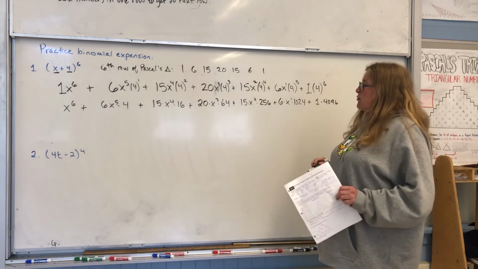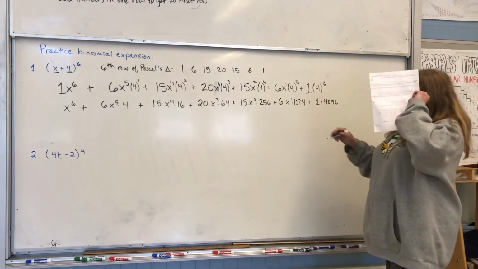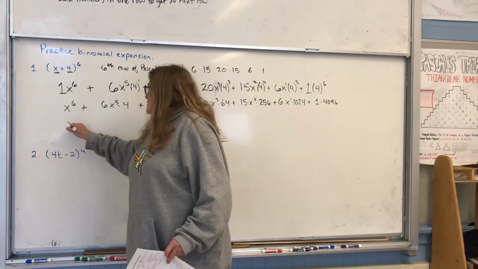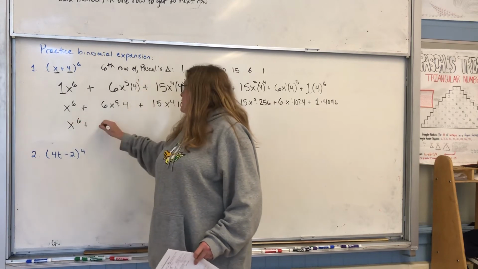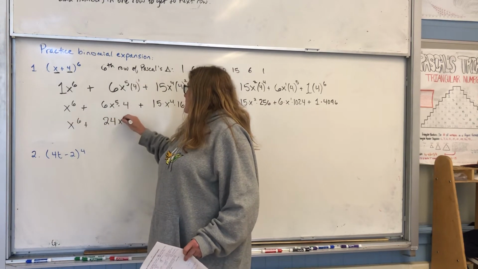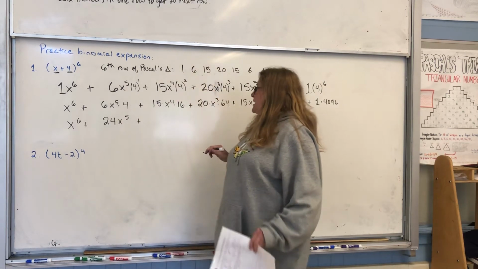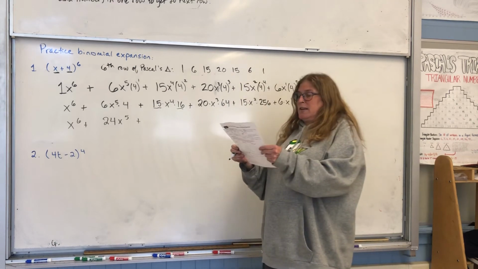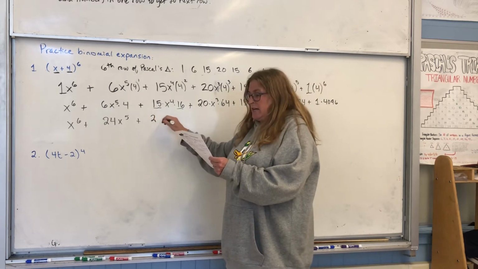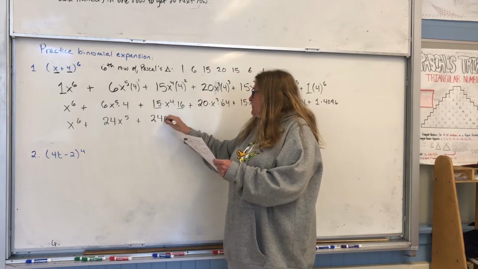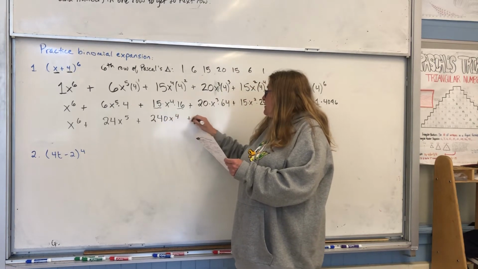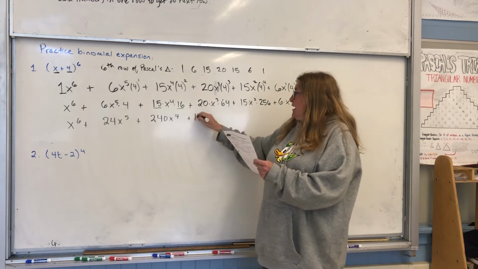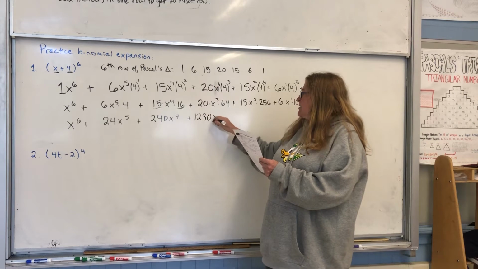Okay, so now let's multiply this out. So you remember when we multiply, I'm going to multiply the numbers together. So we know that 6 times 4 is 24. Right? So we have 24x to the 5th. Now I'm going to do 15 times 16. 15 times 16 is 240 x to the 4th. Now I'm going to do 20 times 64, which is 1,280 x to the 3rd.